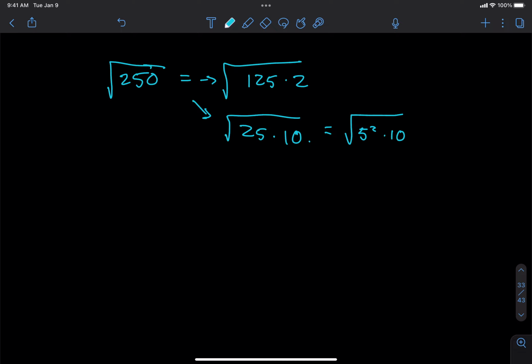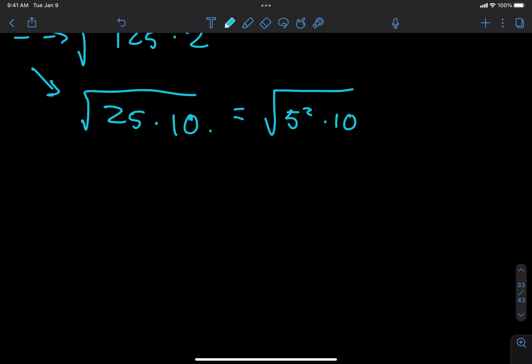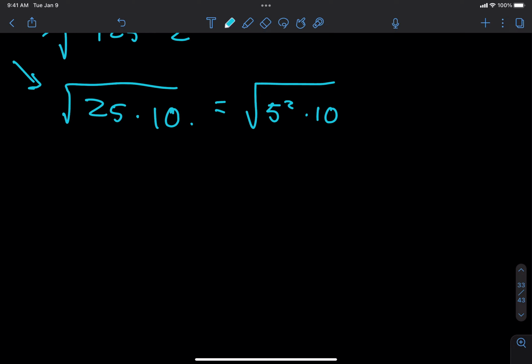Okay, so I can rewrite 25 as 5 squared, and by the rule which says that if I multiply two things together, that's just going to be the square root of one times the square root of the other. And I know exactly what the square root of 5 squared is. What is it? It's 5.